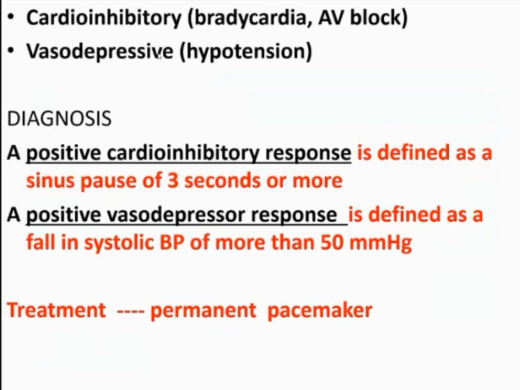Or sometimes at winter when he wears a high neck sweater، البلوزة ام الركبة يلبسها راح تضغط على مكان الرقبة اللي فيه الكاروتيد بودي وتسوي لنا السيمبتومز اللي هي إيذر cardio inhibitory او vasodepressive. هاي طبعا from the history you can pick up these important points. To diagnose, either there is a positive cardio inhibitory response which is defined as a sinus pause of 3 seconds or more.